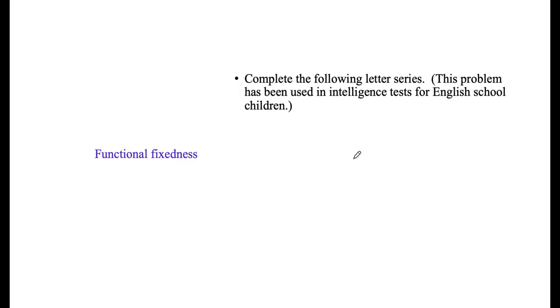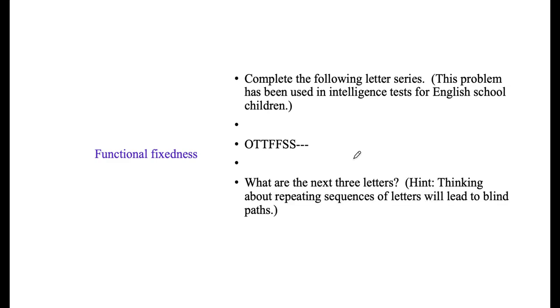Now here's the problem. Complete the following letter series. This problem was used in an IQ test for English children. Now this is the order, right? What are the next 3 letters? Thinking about a repeating sequence of letters will lead to blind paths. So this is an interesting problem. I want you guys to try. So O T T F F S S, you figure it out.